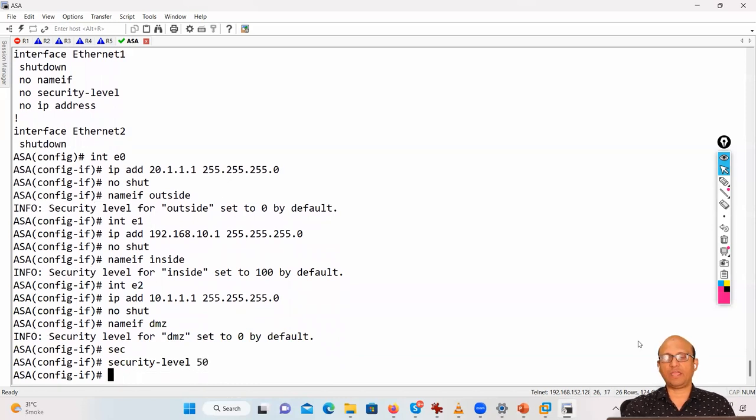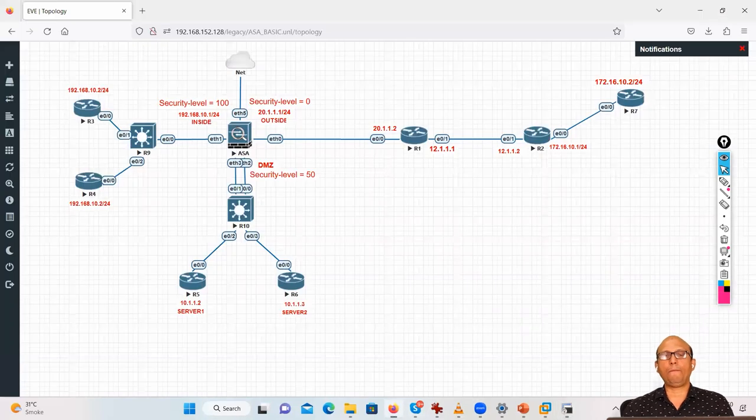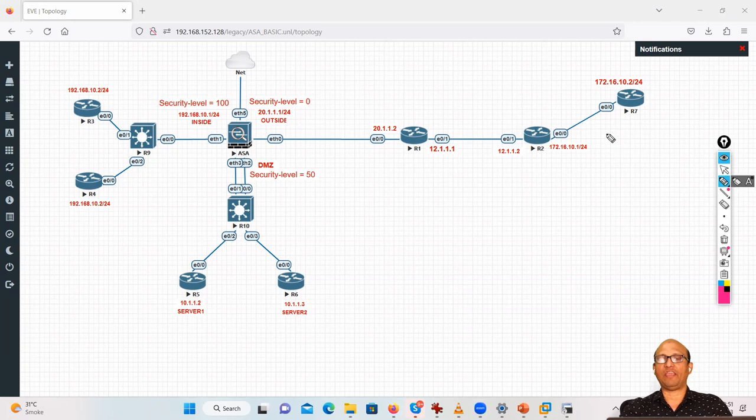Can anyone tell me why I kept it 50? Looking at the diagram, I kept 0 for the traffic which is coming from the internet. I kept 100 for the traffic which is in my LAN. I kept 50 for the demilitarized zone. Why did I keep 50 for the demilitarized zone? Can someone explain the reason? No one? Okay. Just because I want to play safe.